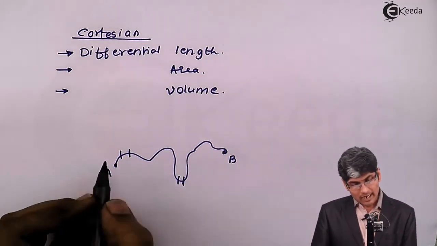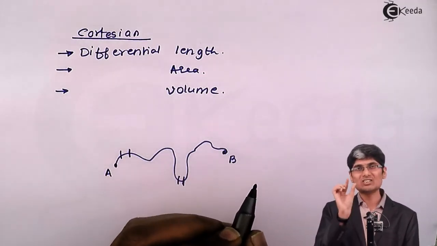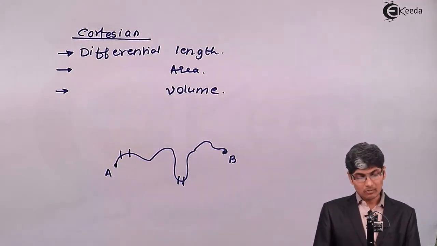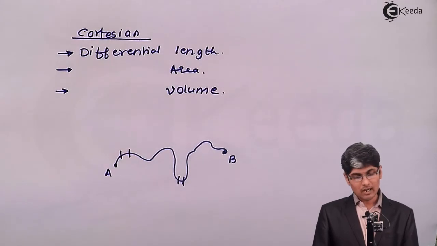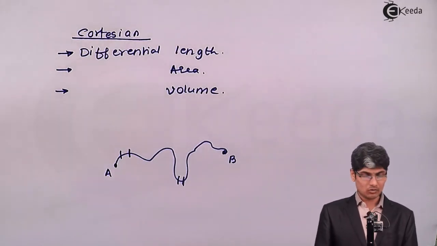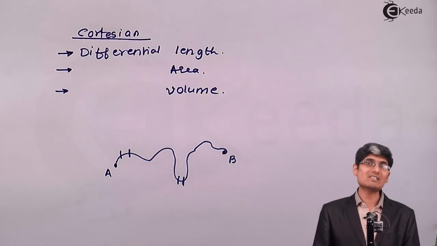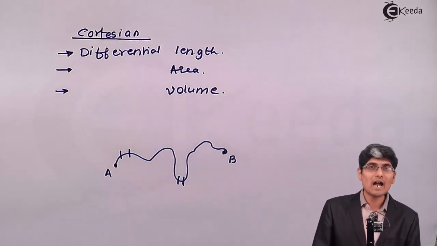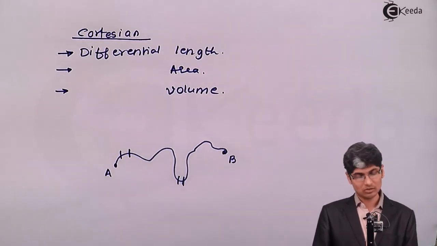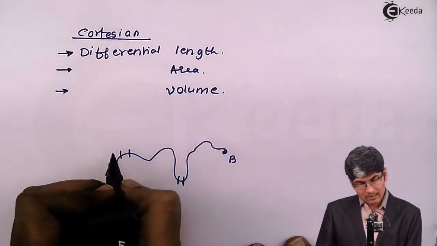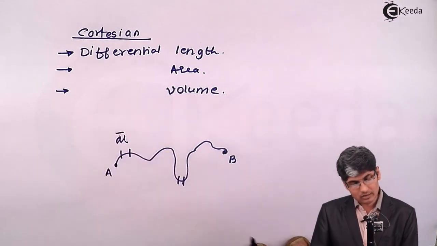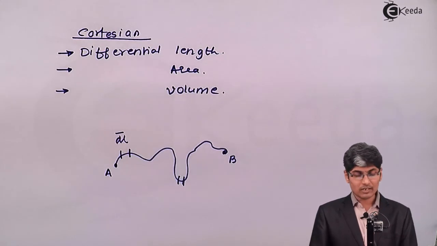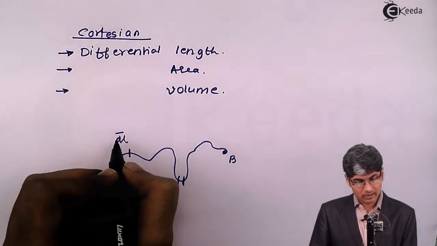Then I can divide the whole path into such smaller elements and add them together. Because this line is continuous, I call that addition integration. If these were discrete points, I would have made a summation. So this is a differential length, dl. Now, dl is a vector because we are in a coordinate system, so dl will be a vector.